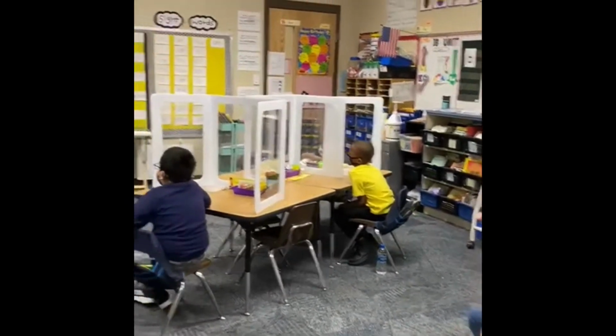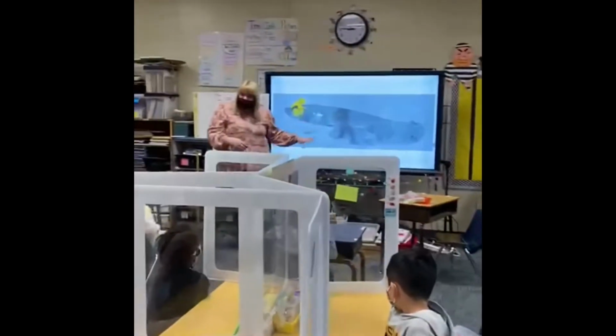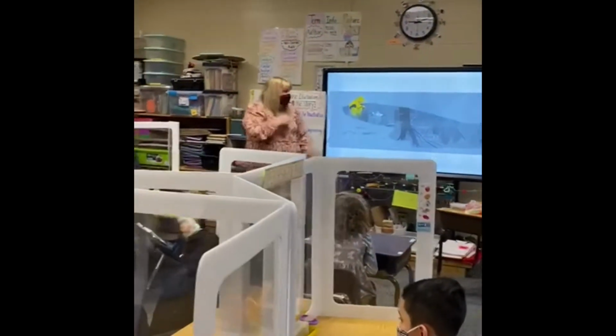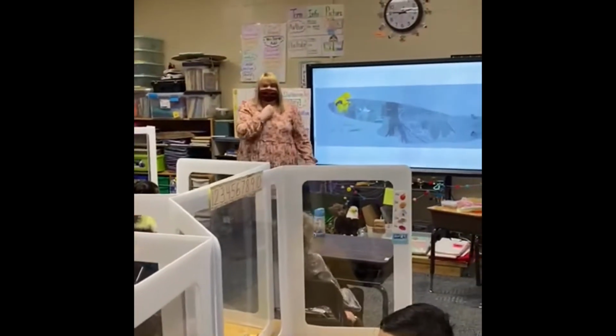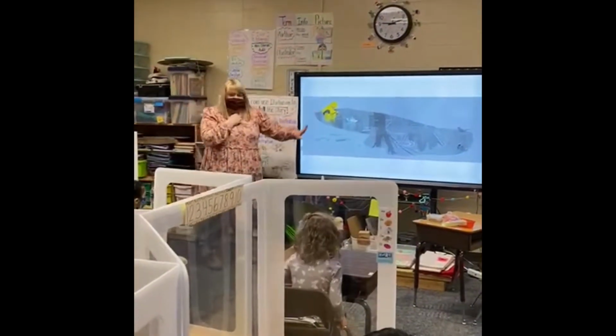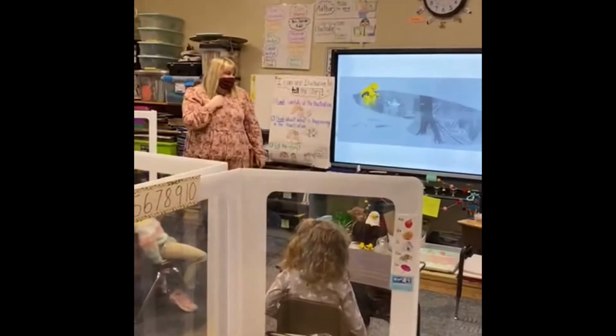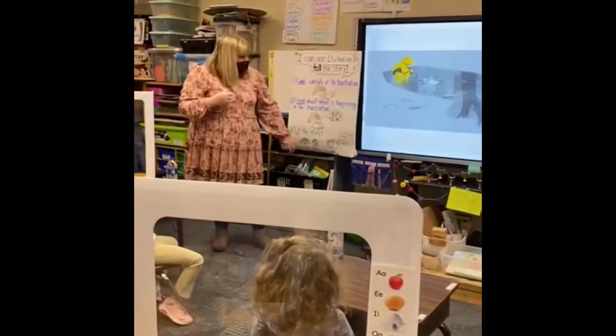Because there's raindrops falling in my picture. I'm using the details in my picture to help me tell the story. So I'm using this illustration to help me tell the story. Good.